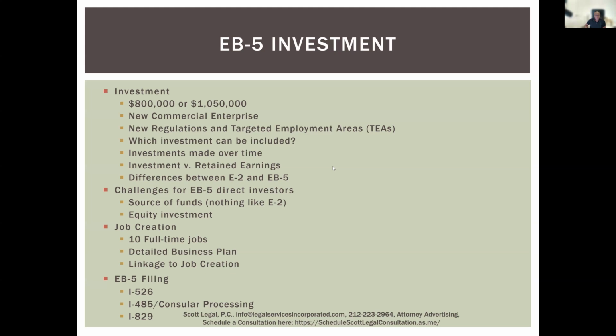I went through already some of the differences between E2 and EB5. But one other big difference is that E2 is country specific. You can only apply for E2 if you are from certain countries, about 80 countries that have treaties with the United States. But anyone can apply for an EB5. There may be different wait times just based on the number of visas that are issued for the actual green card, but anyone can apply for an EB5.